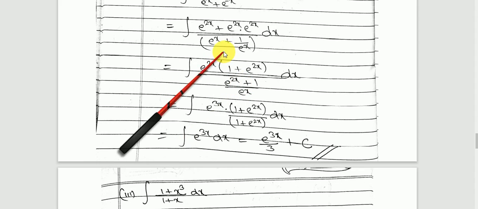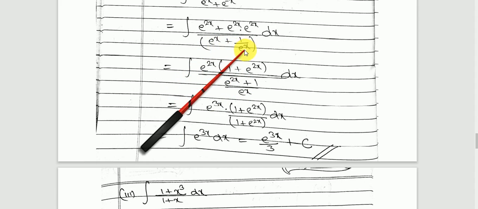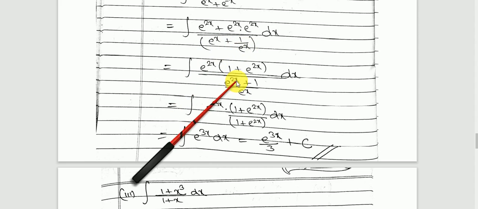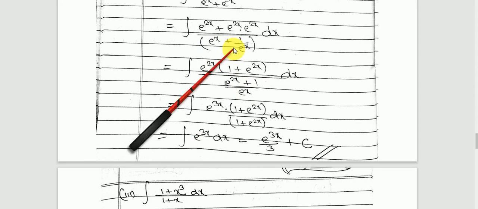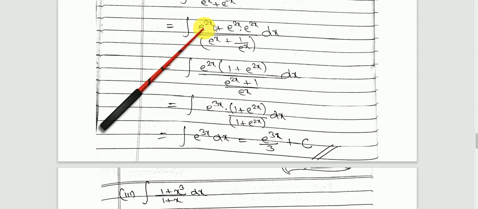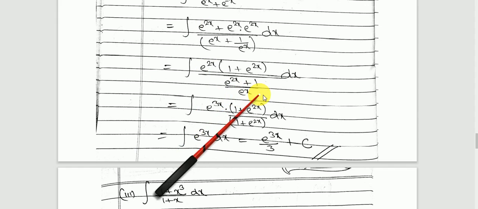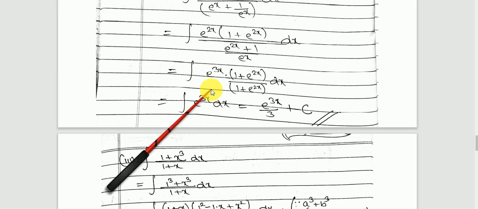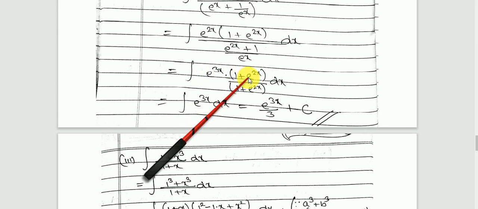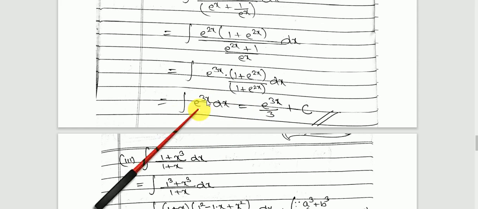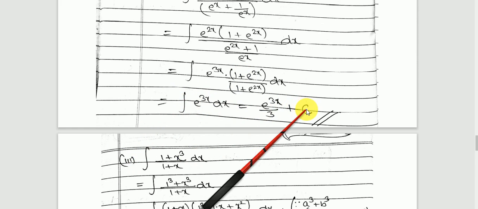For the denominator, LCM is e to the power x, so here you get e to the power 2x plus 1 down e to the power x, and from the numerator we have taken e to the power 2x as common, so we got this. Then this e to the power x will go in the numerator, and then you get e to the power 3x. Here 1 plus e to the power 2x upon 1 plus e to the power 2x get cancelled, so you are left with e to the power 3x. After that you know the integration of this, so integrate this and you will get the value.